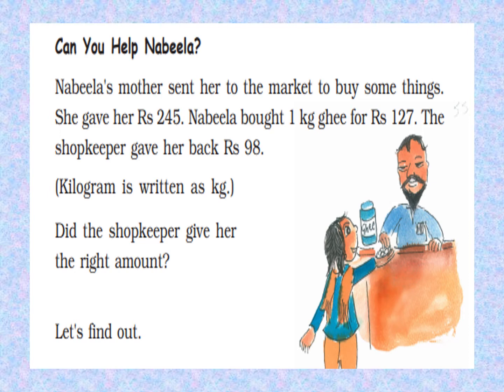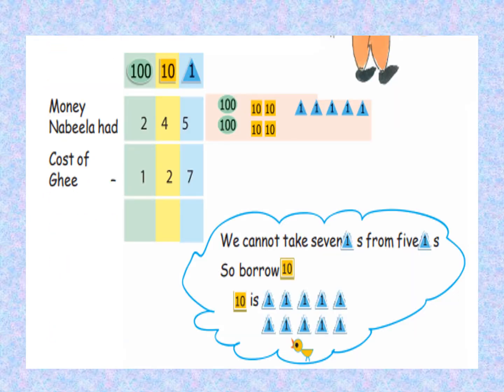So first we need to find out how much money she should have actually got. We will find that out by subtracting 127, which is the cost of the ghee, from 245, which is the amount of money she had. Now let's find out. So we will subtract 127 from 245.